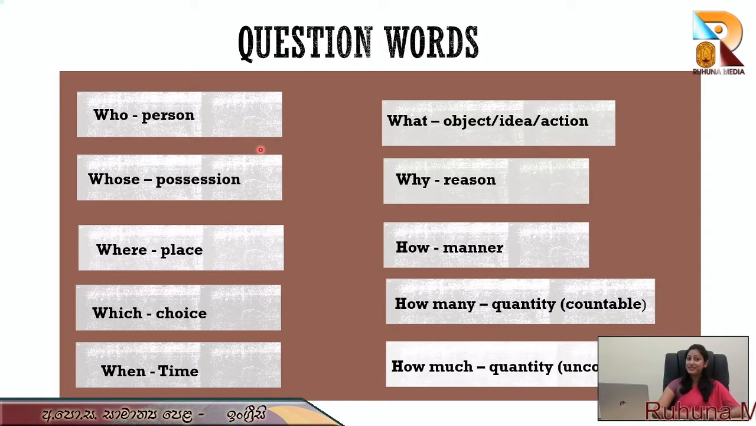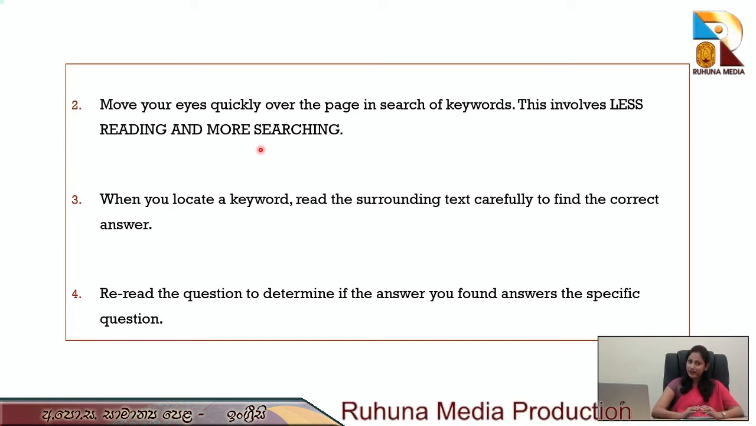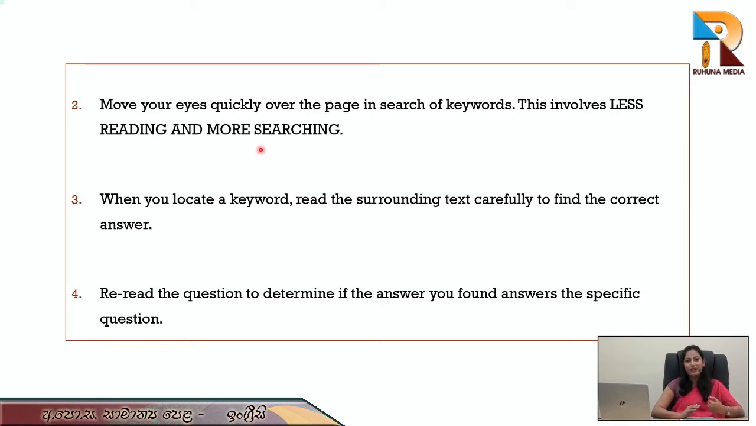Turning to the next slide, you have the question words. Question words are also keywords. I think you know the meanings of these question words. I'm not going to explain it because I believe you know the meanings. Right. Now you know what the keywords are. So after you identify the keywords in your question, the next step is to move your eyes over the text in search of these keywords.